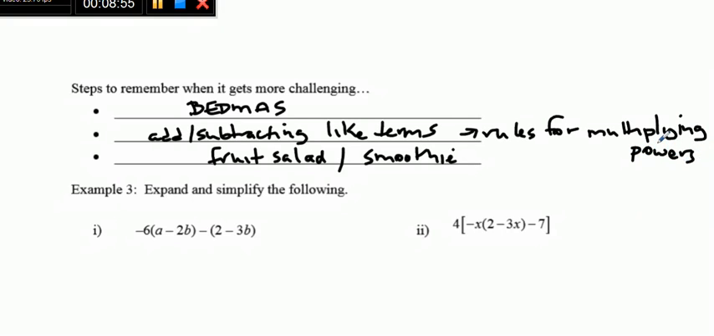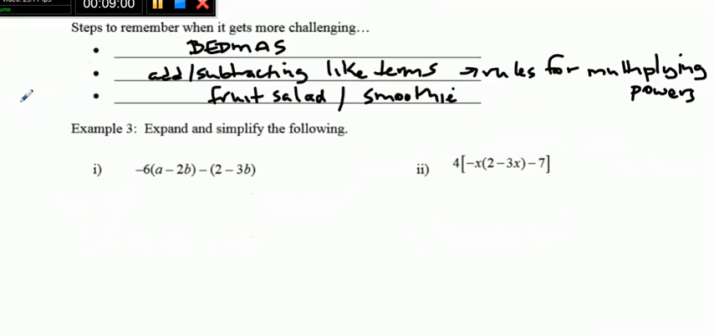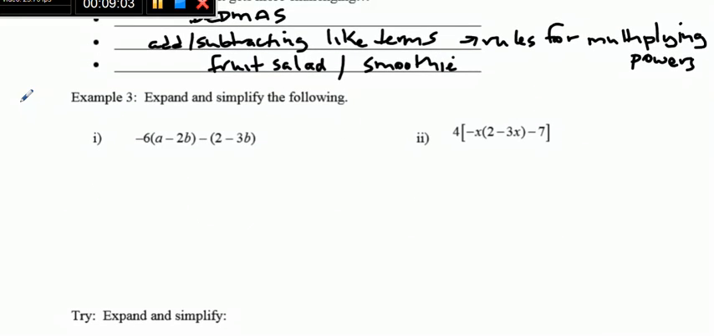Okay, let's see if we can tackle these tricky ones. It says expand and simplify. So the minus 6 here only gets multiplied by whatever's inside that first set of brackets, okay? So we're going to multiply minus 6 times a, so we just put them side by side, minus 6a. And then minus 6 times minus 2b, well, minus 6 times minus 2, do the numbers by the numbers, so that's positive 12. And the letters by the letters, well, there's no letter there, so it's just a b. Over here, there's no number in front.